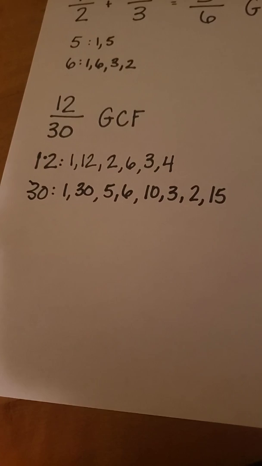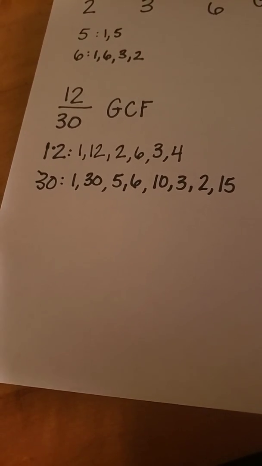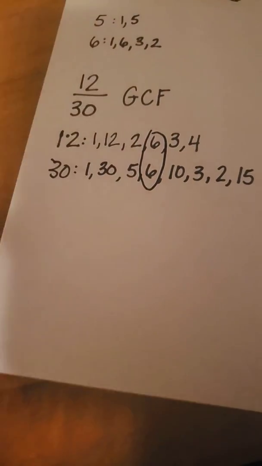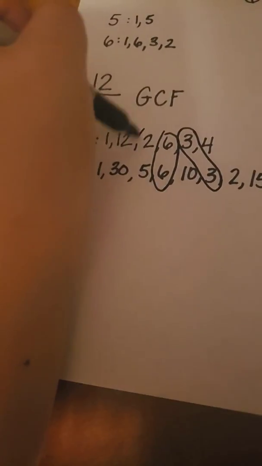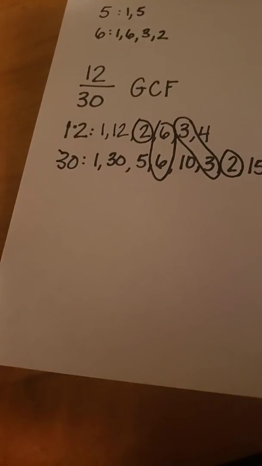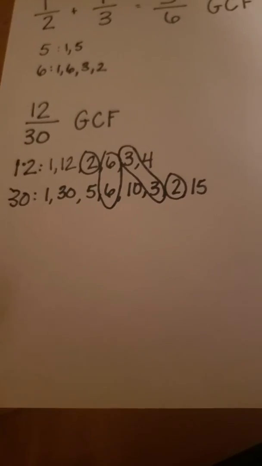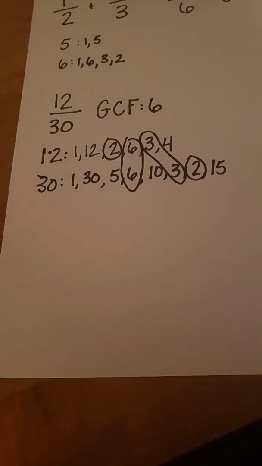So we're going to find the greatest one that they have in common. The first thing I'm going to do is circle all the factors that are the same in both the top and the bottom. So 6 is the same. We have 3 the same. 2 is the same. And that's it. So the greatest number out of 2, 6, 3, which one is the greatest? That would be 6. Greatest common factor is 6.